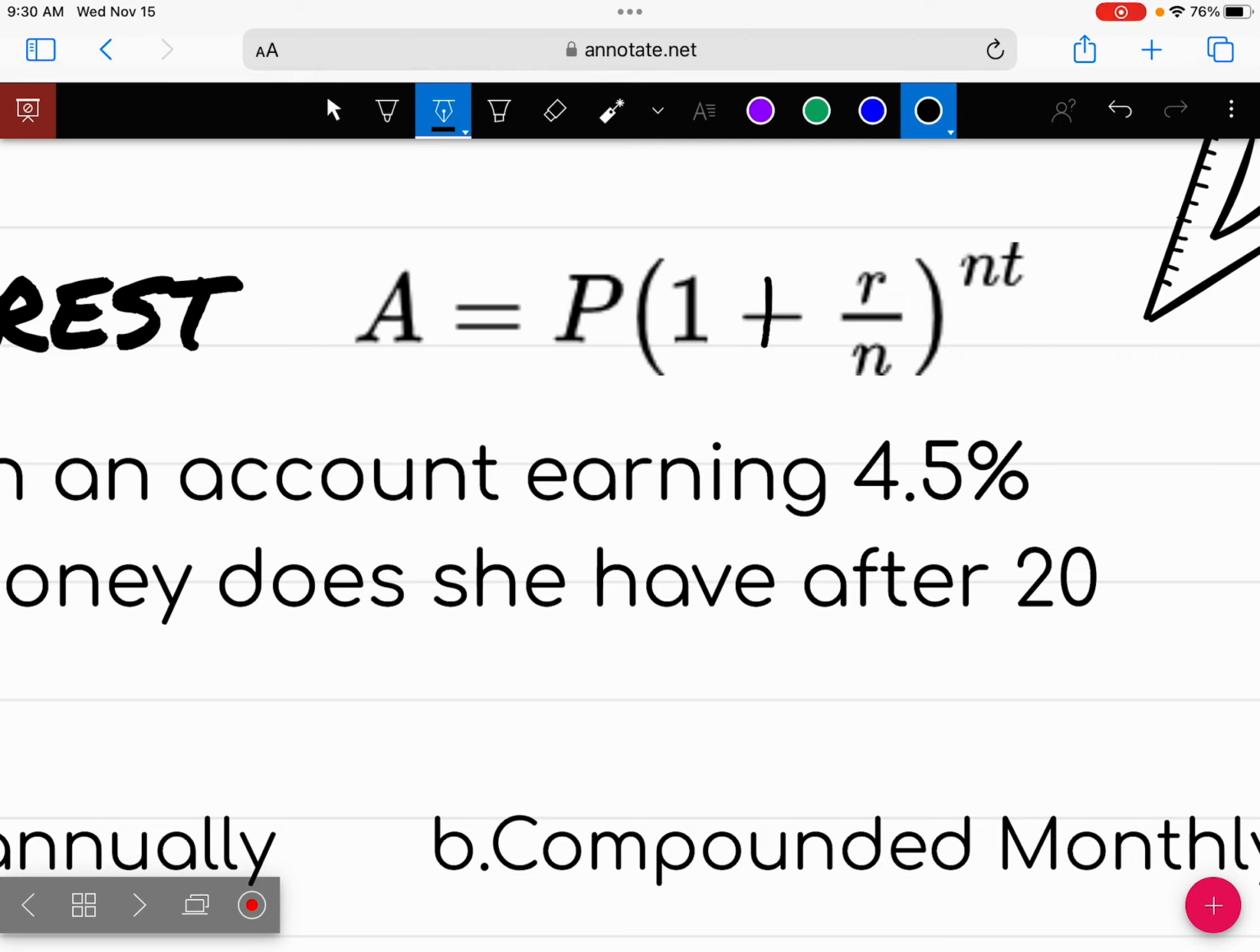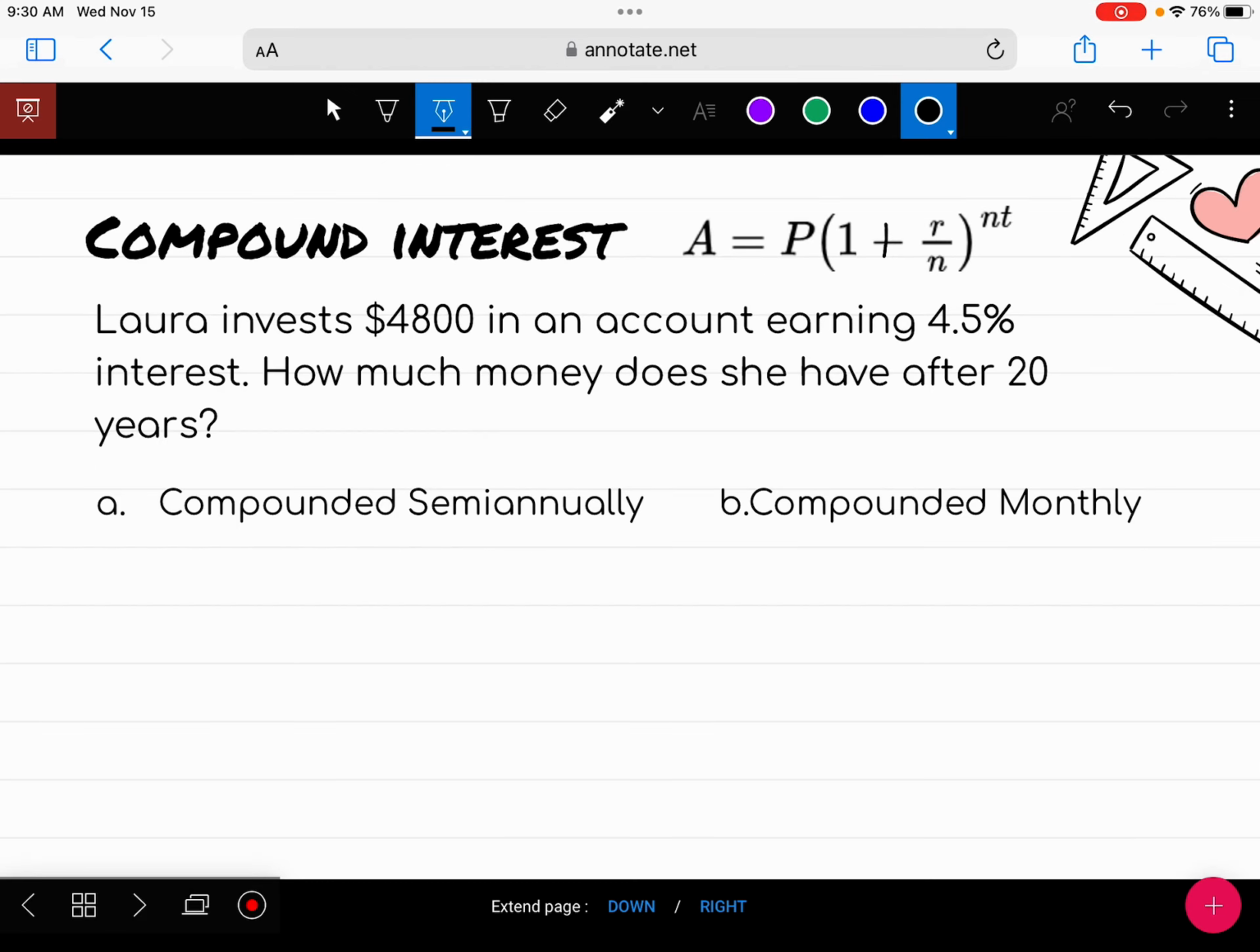Laura is investing money into a very high yield savings account of 4.5%. So we want to know how much money she has after 20 years. So change the formula on your page to have a plus because she is gaining money, not losing money. She is growing her account. This is an investment.